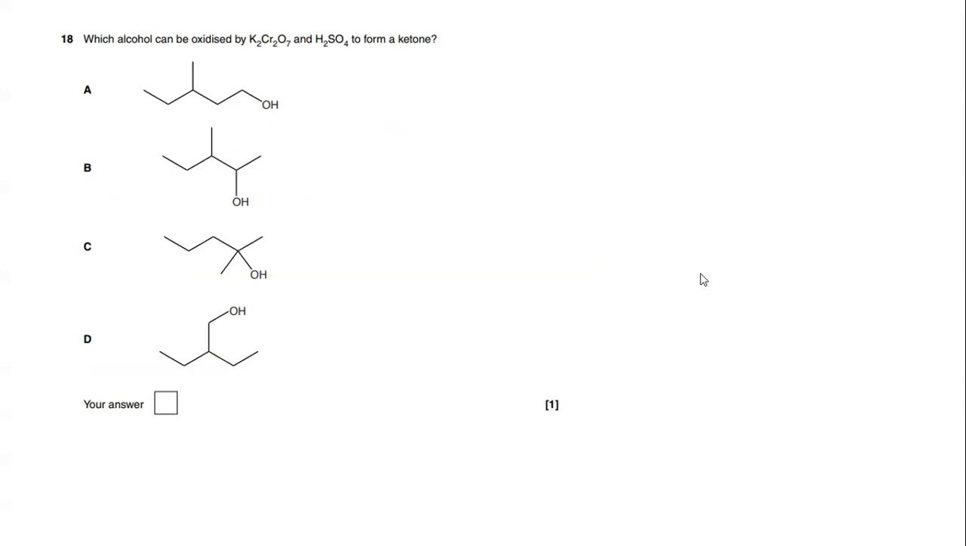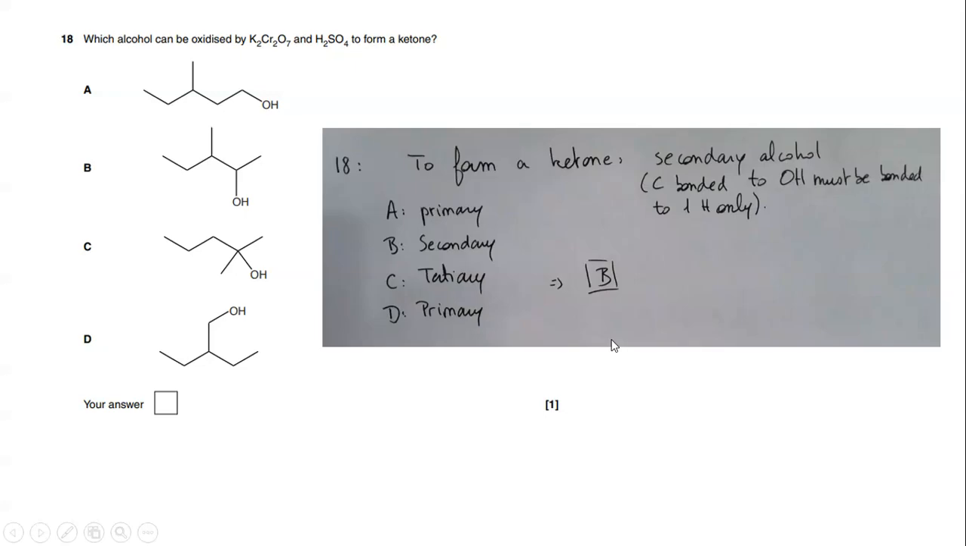18. Which alcohol can be oxidized by K2Cr2O7? All right, question 18. Which alcohol can be oxidized by acidified potassium dichromate to form a ketone? So we know that to form a ketone, you need a secondary alcohol. The carbon bonded to OH needs to be bonded to 1 hydrogen only. And if you look, A is a primary alcohol, B secondary, C tertiary, D primary. So the answer has to be B. A and D would form an aldehyde first, then a carboxylic acid, whereas C would not react at all.